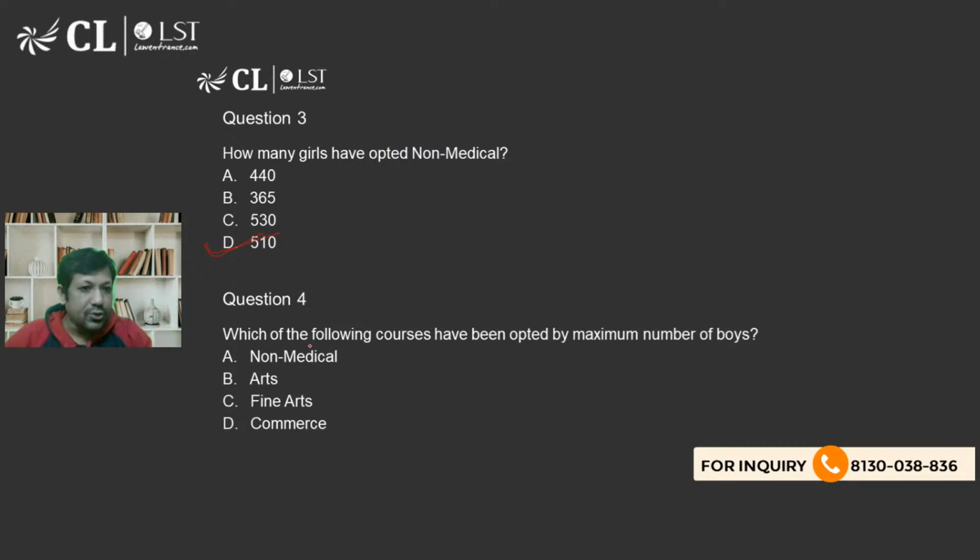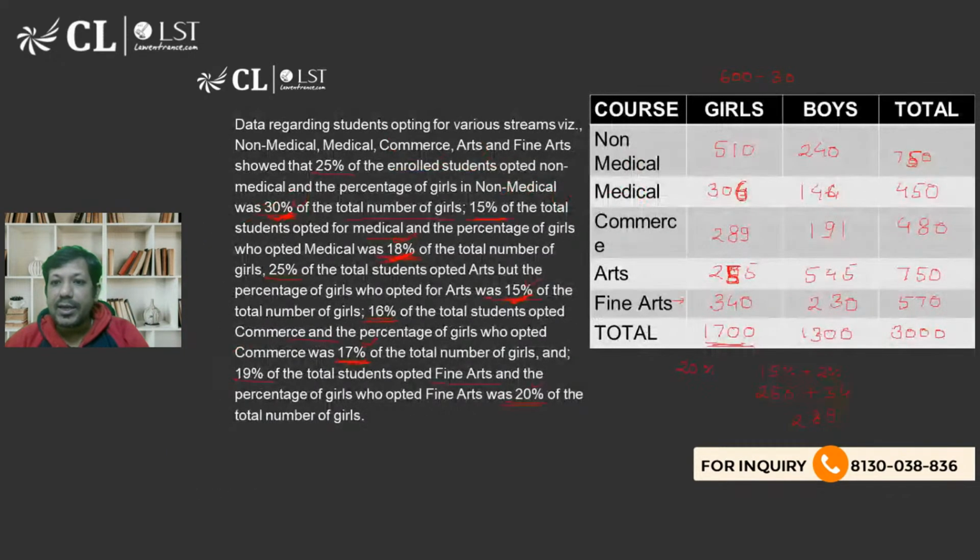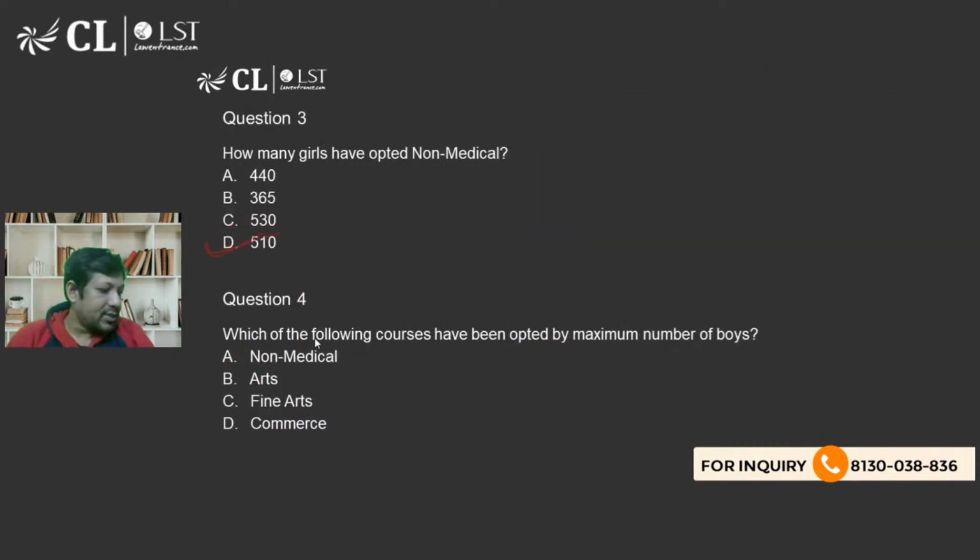Now look at the next question. Which of the following courses have been opted by the maximum number of boys? Where are the most boys? So maximum number of boys, I can directly say it is going to be arts. That's going to be option B.